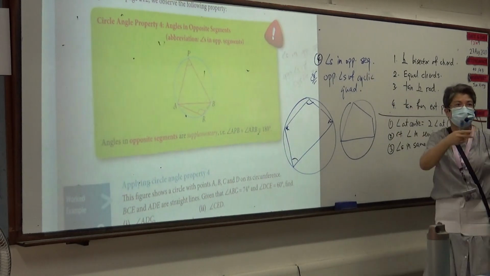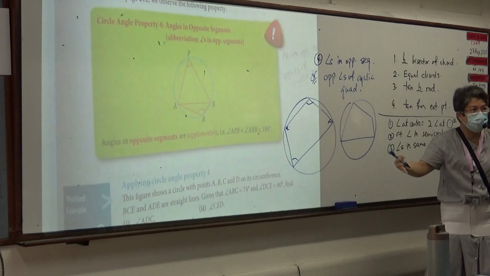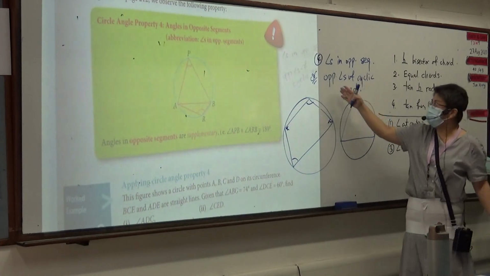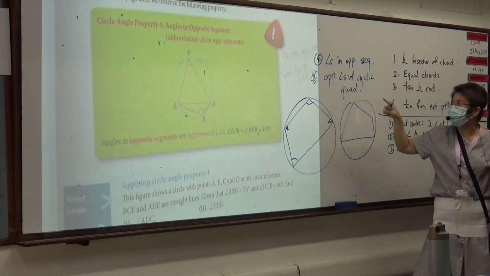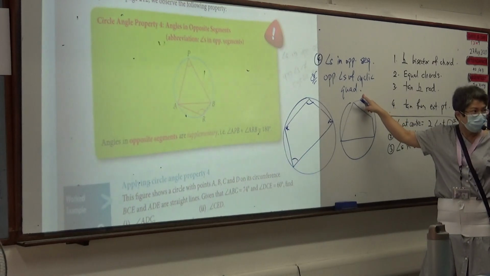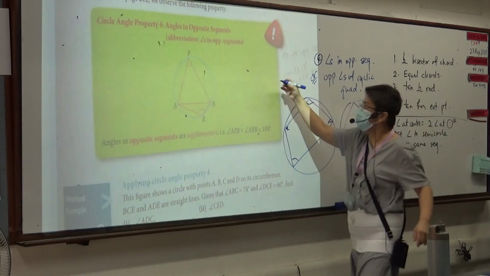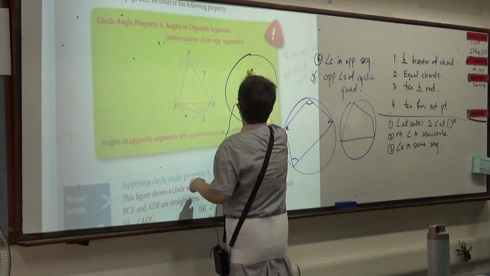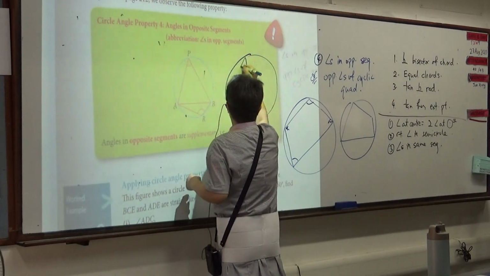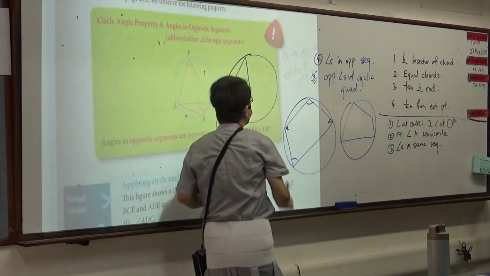Of course, I could write it shorter: angles in opposite segment add up to 180. But if I say opposite angles of cyclic quad, then I will remind myself that I got to check that it's a cyclic quad. Do you understand? Now, let me give you another example that students always think is a cyclic quad. Is this a cyclic quad?